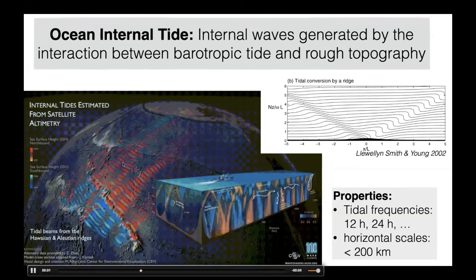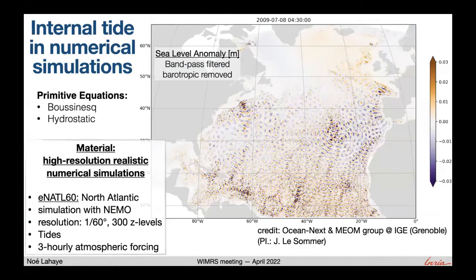And here is another look at it from the surface, from a satellite altimeter in the ocean. You can see the surface pressure perturbation induced by tidal beams that emanate from the Hawaiian ridge. So this is from data, but in the study I've been using what we call a realistic numerical simulation.